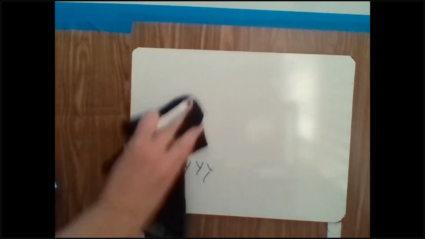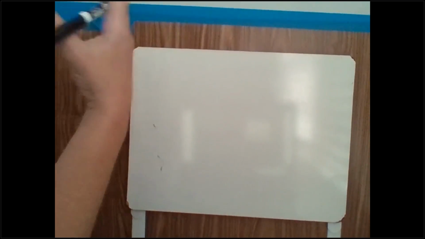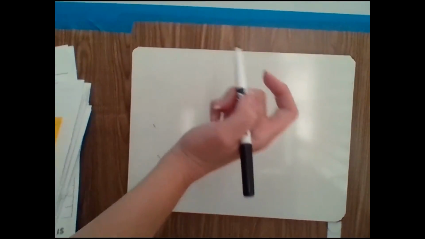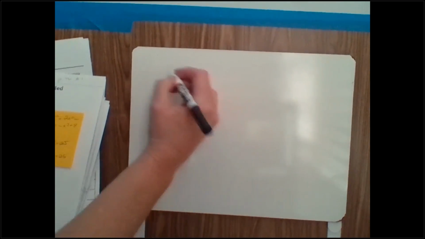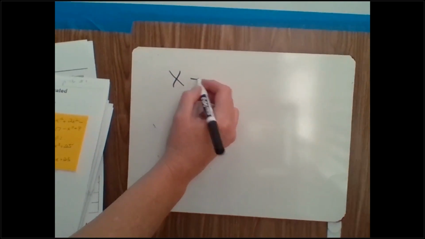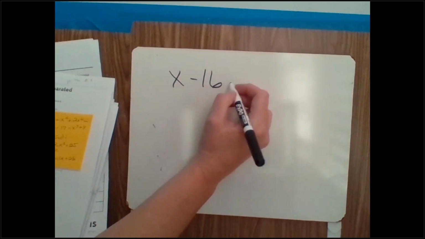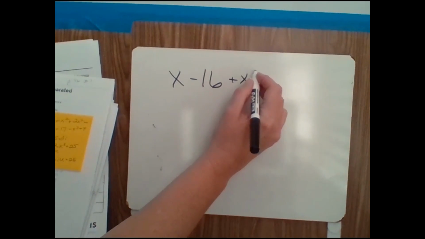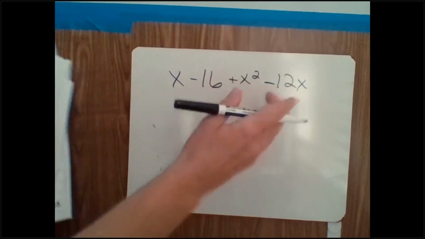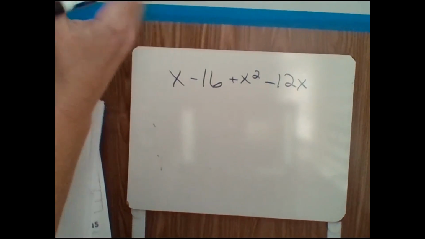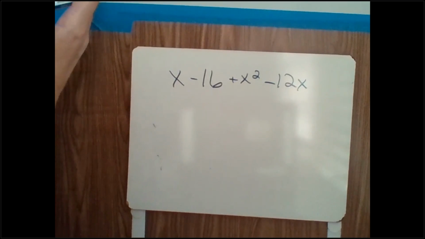I wanted to do a couple of problems on my own just to give you an idea of the basic rules for combining like terms. This is going to come back up, and you're going to see a lot of this in algebra. The first problem I made up was x minus 16 plus x squared minus 12x. You might see something like that, and it might say simplify.